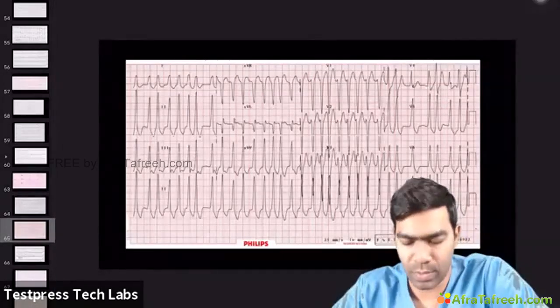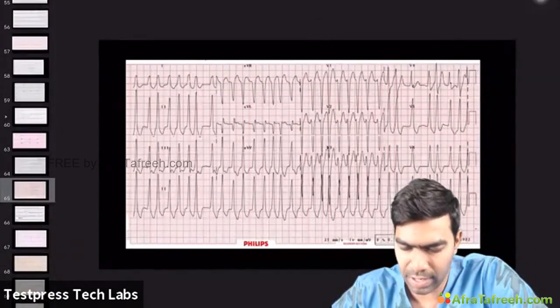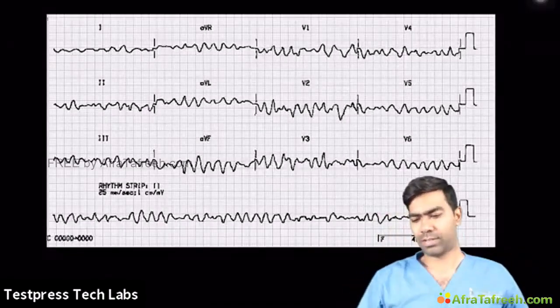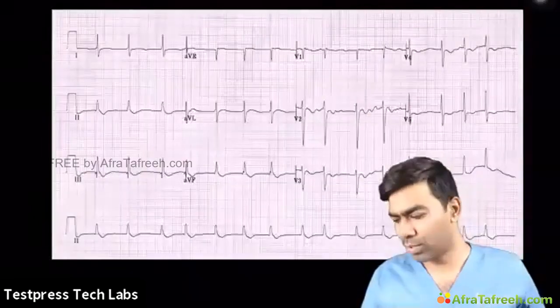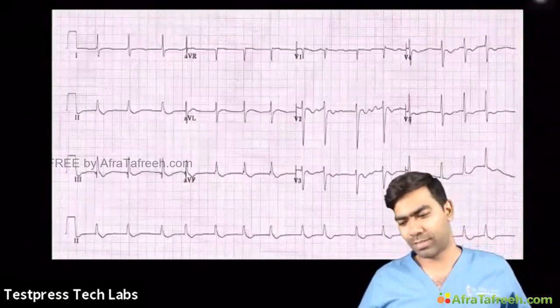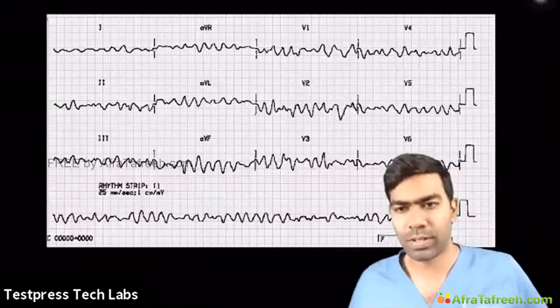This is Wolff-Parkinson-White syndrome with atrial fibrillation. This is a pre-excited AF. Morning we have discussed again. So what is this rhythm? If you misdiagnose this rhythm, then it's a shame for all of us. Sorry, this one.